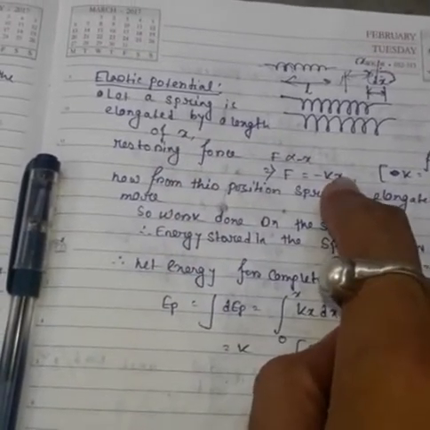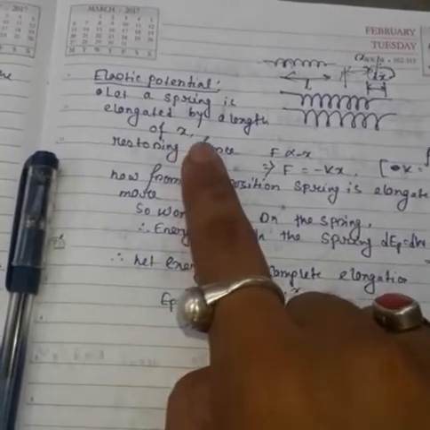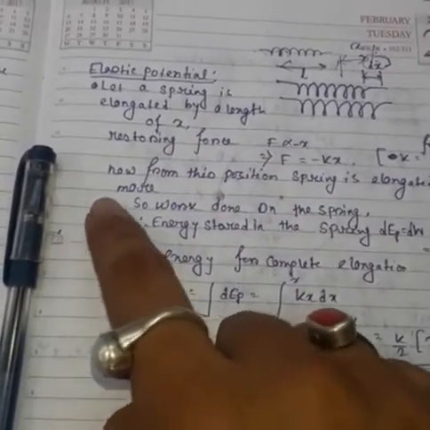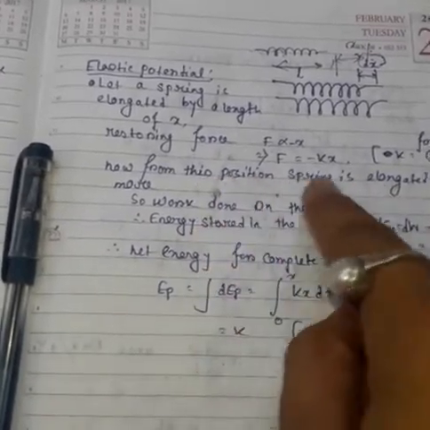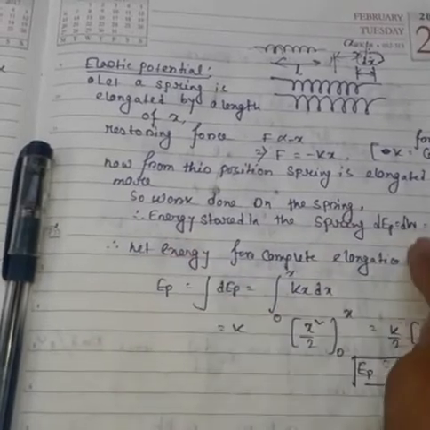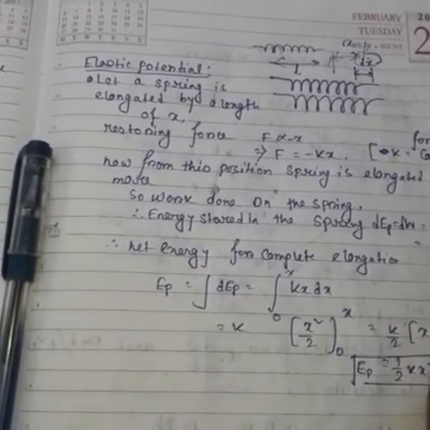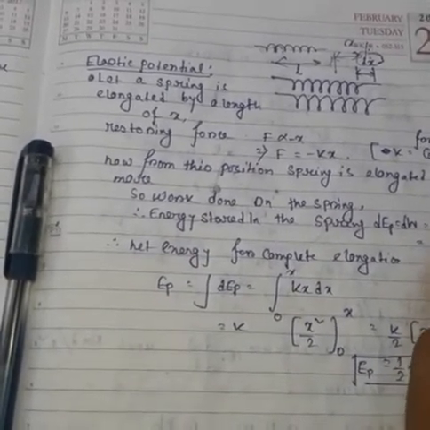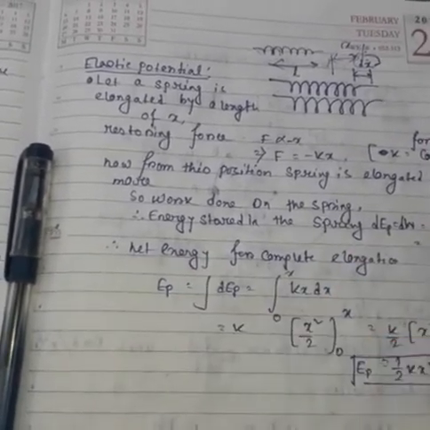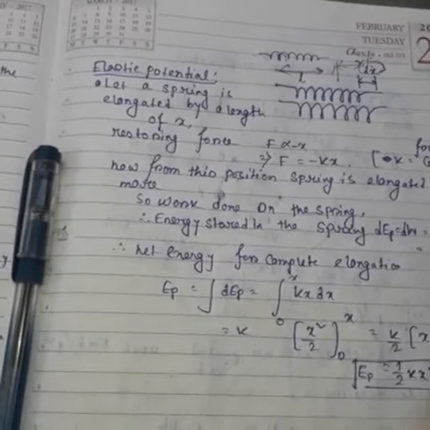And as I already mentioned, for the applied force the negative sign will not be there. So the amount of displacement, the elongation of the spring, is dx. So the work done on the spring will be the force into dx, that is F into dx, and F will be our kx dx. Okay, now here we are going to apply calculus.